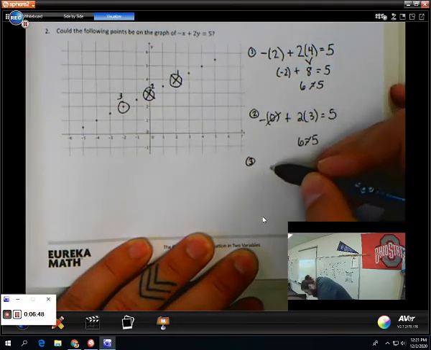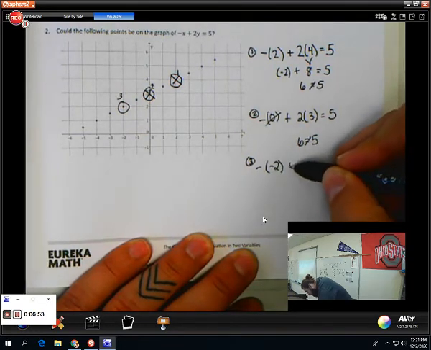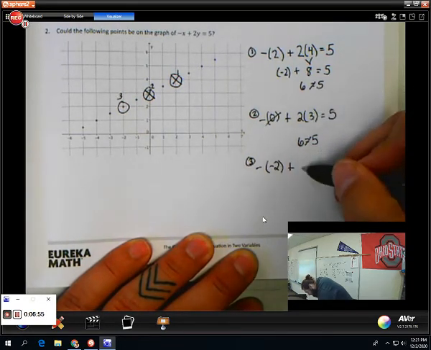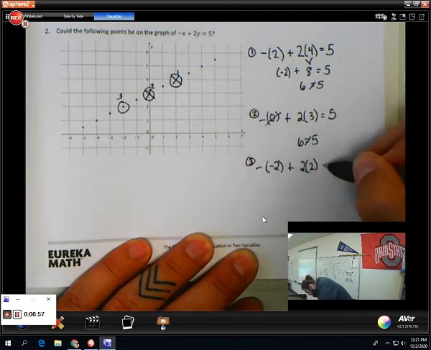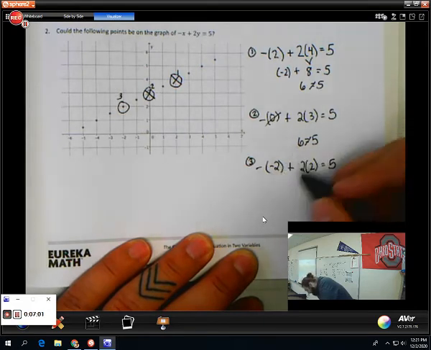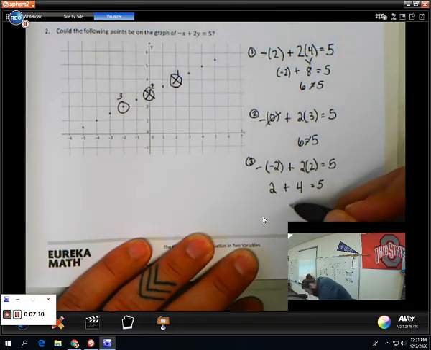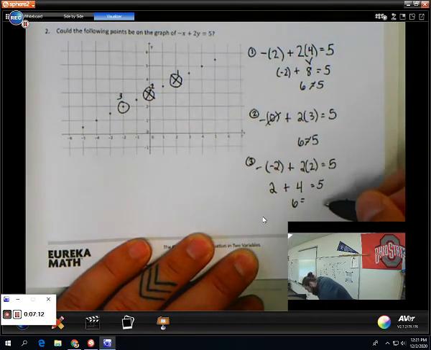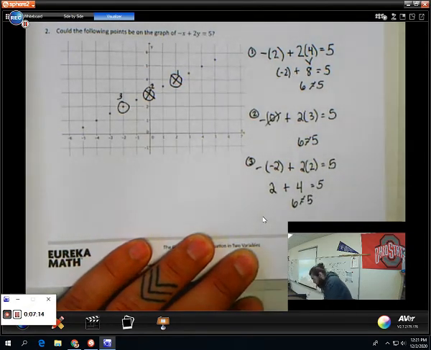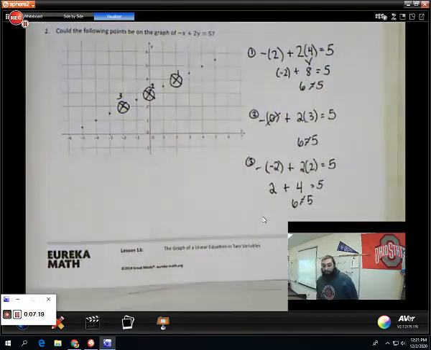So let's see, we have negative 2, and it's a negative on the outside, plus positive 2 for y, so 2 times 2 is equal to 5. So negative negative 2 is a positive 2, plus 2 times 2 is 4. 2 plus 4 is obviously 6, and 6 is not equal to 5. That point does not work either.